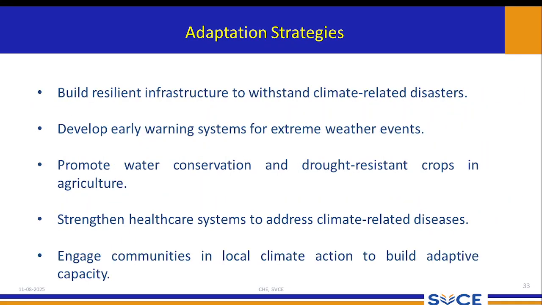Adaptation strategies: build resilient infrastructure to withstand climate-related disasters; develop early warning systems for extreme weather events; promote water conservation and drought-resistant crops in agriculture; strengthen healthcare systems to address climate-related diseases; engage communities in local climate action to build adaptive capacity. Okay, these are the adaptation strategies. Before adaptation strategies, it is also better to try to avoid the root cause.